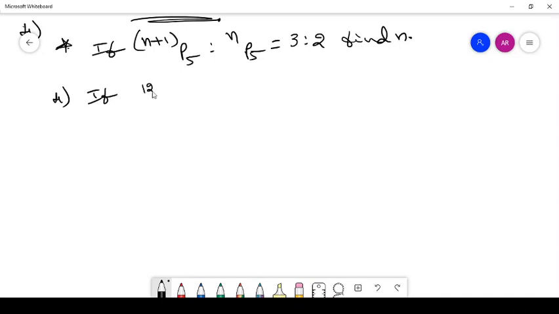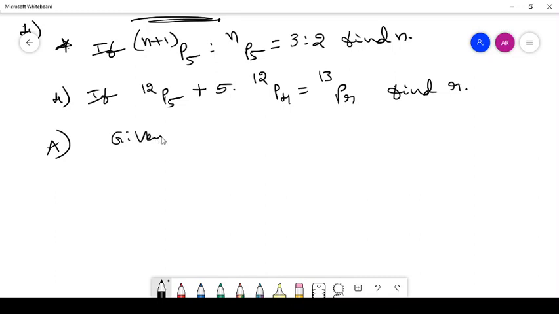If 12P5 plus 5 into 12P4 is equal to 13Pr, find r. Here it is given that 12P5 plus 5 into 12P4 is equal to 13Pr. This is given. Next, we know one result.